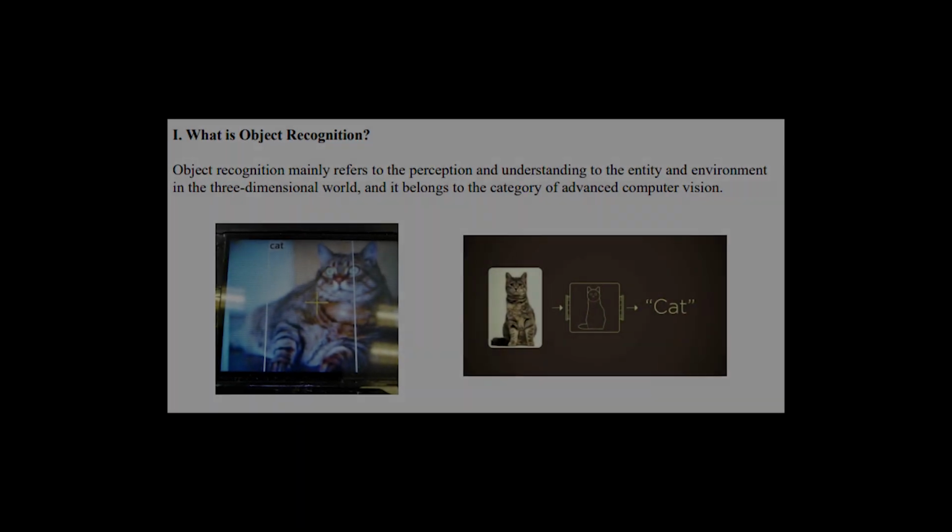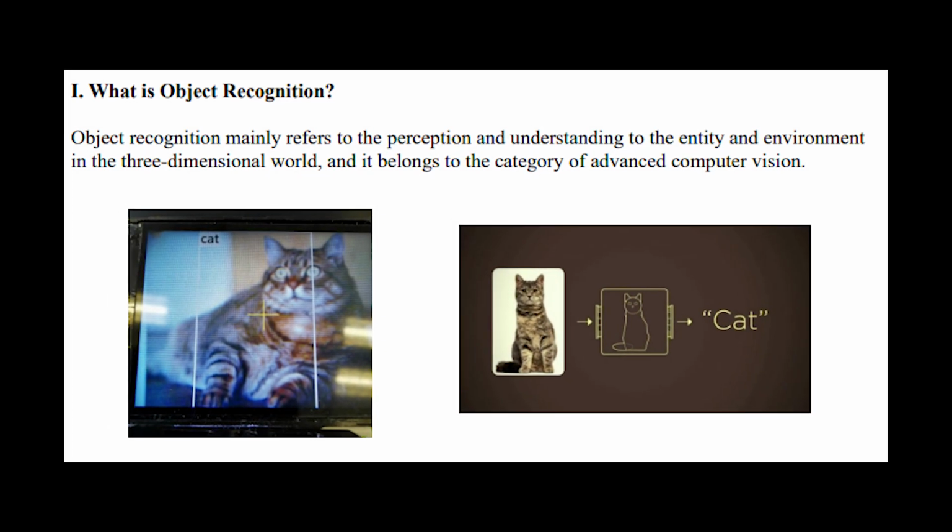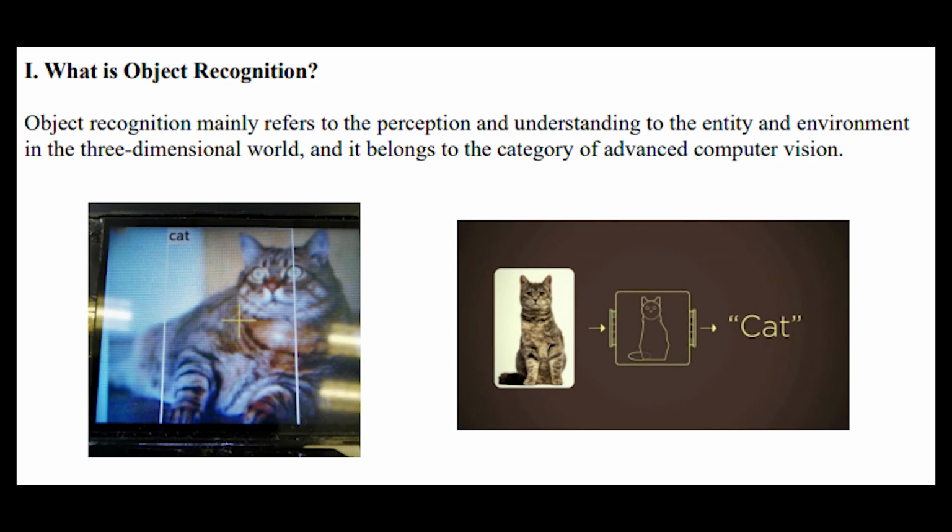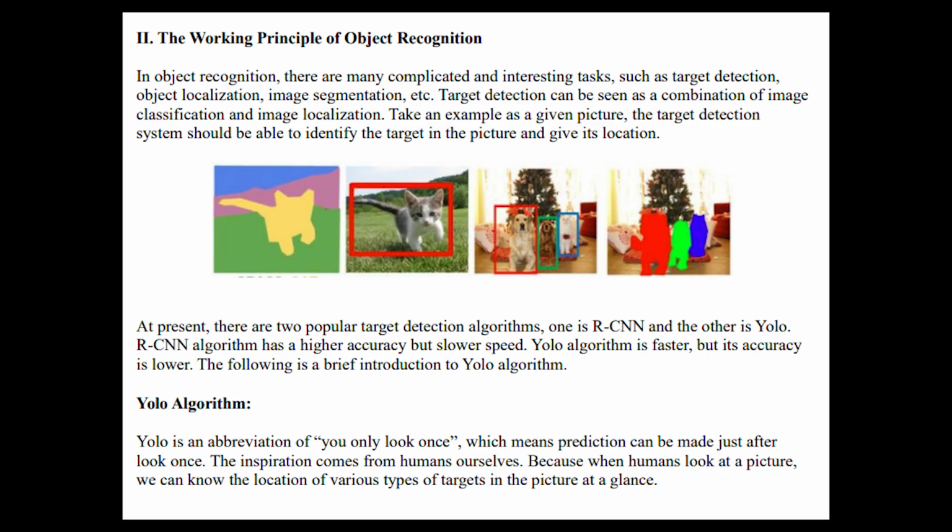Object recognition. Object recognition mainly refers to the perception and understanding of the entity and the environment in the three-dimensional world, and it belongs to the category of advanced computer vision. In object recognition, there are many complicated and interesting tasks such as target detection, object localization, image segmentation, etc. Target detection can be seen as a combination of image classification and image localization. Take an example of a given picture. The target detection system should be able to identify the target in the picture and give its location.